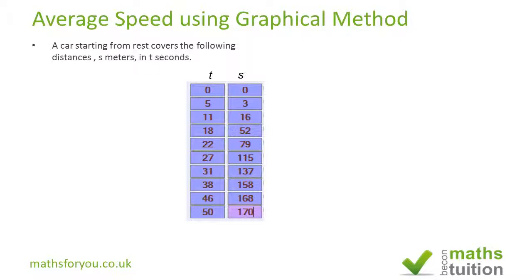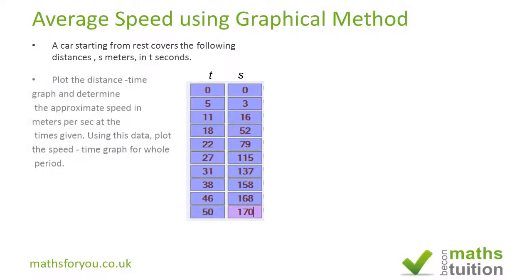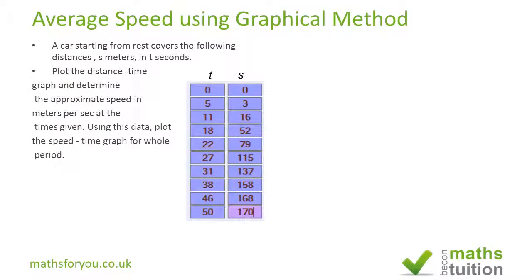Now, we've been given a table of time against distance. The car starts from rest and drives 170 meters in 50 seconds. The question says, plot the distance time graph and determine the approximate speed in meters per second at the times given. Then, using this data, plot the speed time graph for the whole period. So in effect, we're going to have 2 graphs, the distance time graph and the speed time graph.